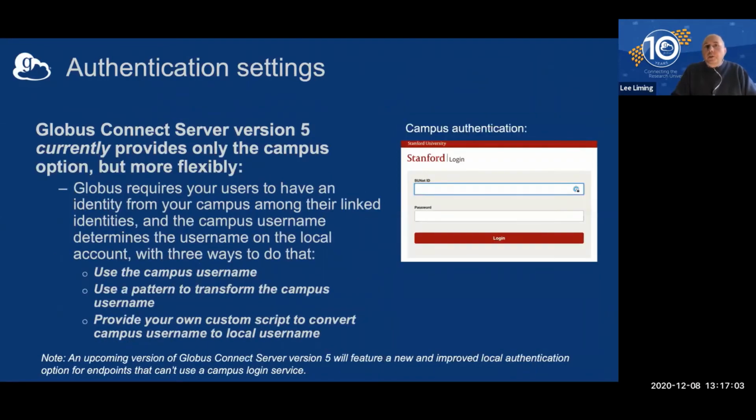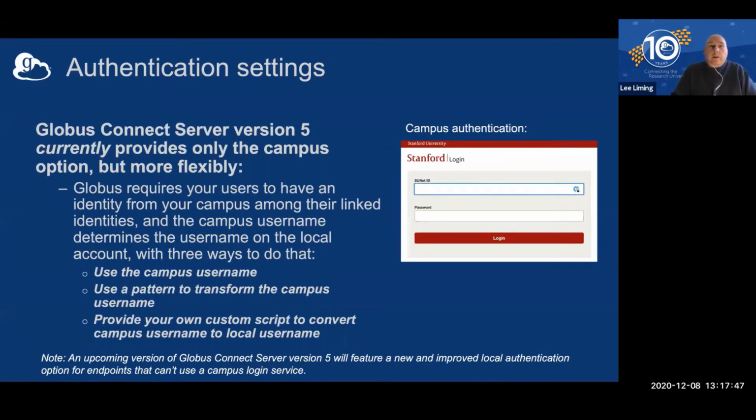For Globus Connect Server version 5, there's currently only one option, which is the campus option. But it's a little bit more flexible with Globus Connect Server version 5 than it was with version 4. With Globus Connect Server version 5, your users have to have an identity from your campus among their linked identities. So they can log in using whatever organization they want to, as long as they have, for example, a stanford.edu, if you're at Stanford, identity linked among their linked identities. And the campus username is what's used to determine the username on the local account, but there are 3 different ways that can be done.